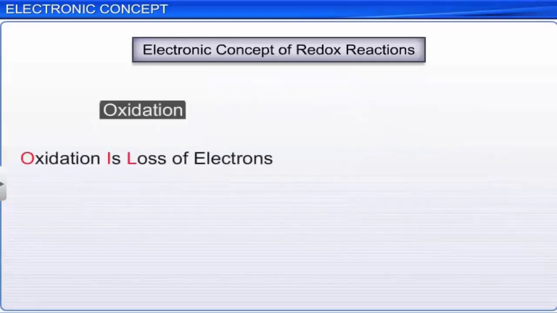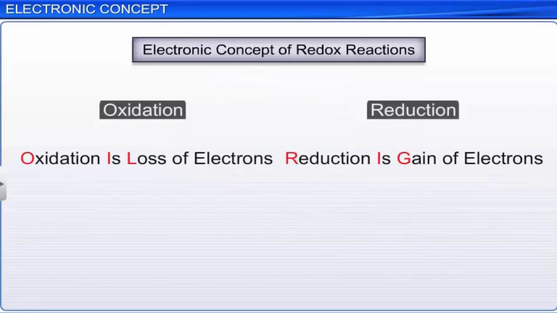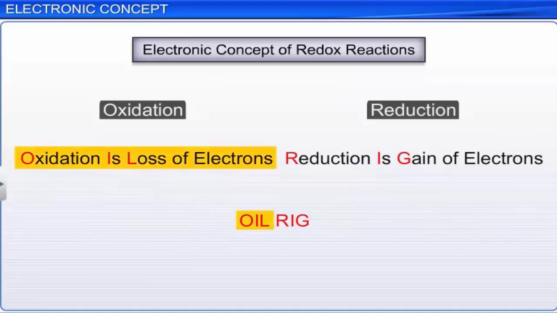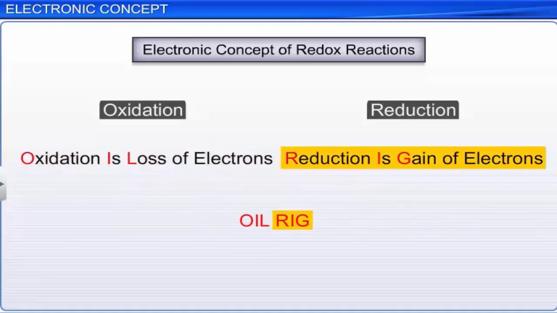The definition of oxidation and reduction can be easily remembered by the mnemonic OILRIG, which stands for oxidation is loss of electrons and reduction is gain of electrons.